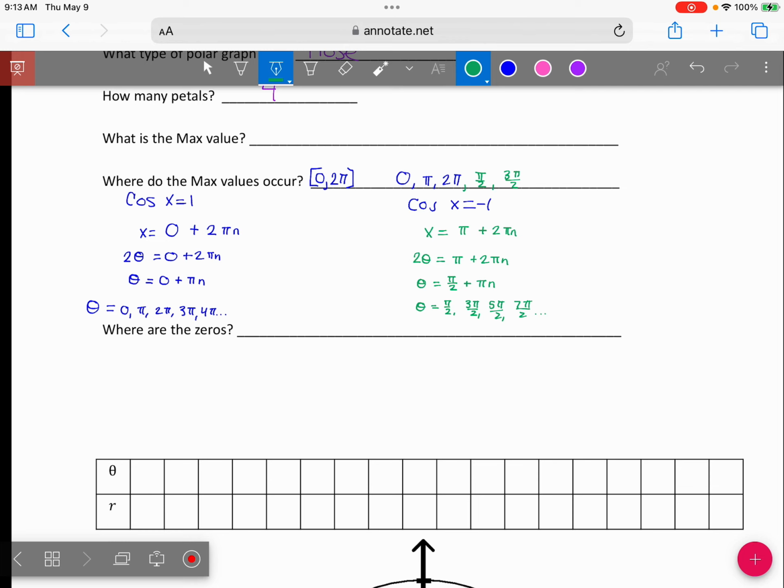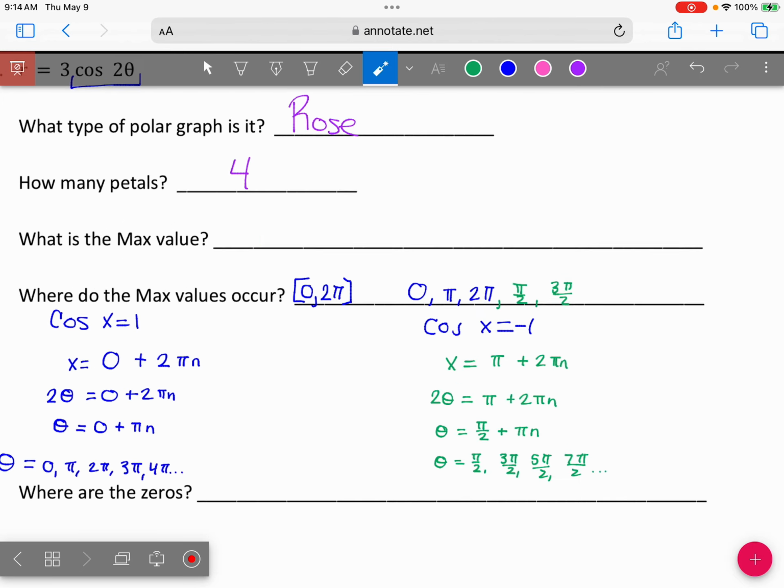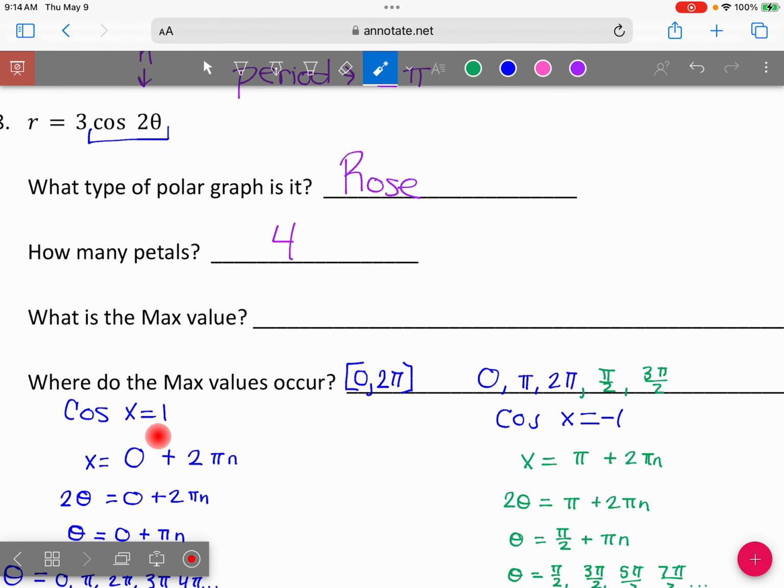What this is telling me is that when we come in here to any of these values, we're going to have our farthest out places. It's going to be the maximum. So when our cosine equals 1 or -1, so if our cosine of 2 theta equals 1, what is the value of r going to be? What is the farthest out it's going to go radius-wise if this piece is 1?